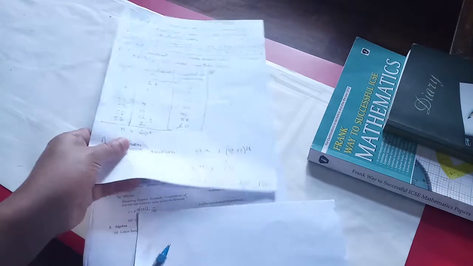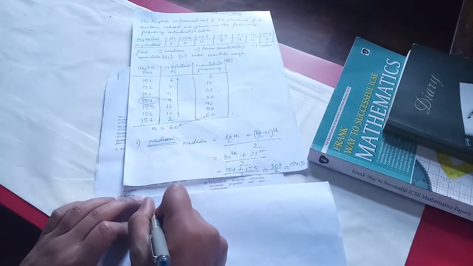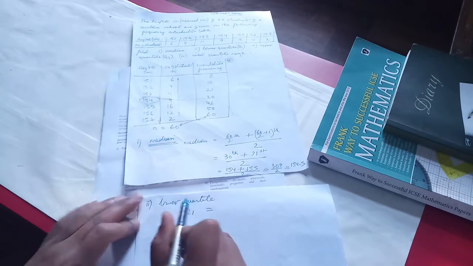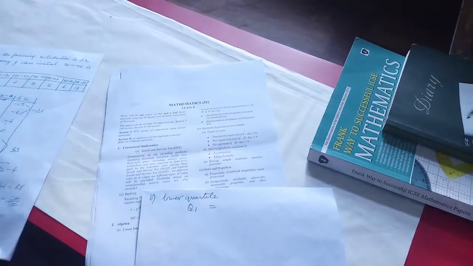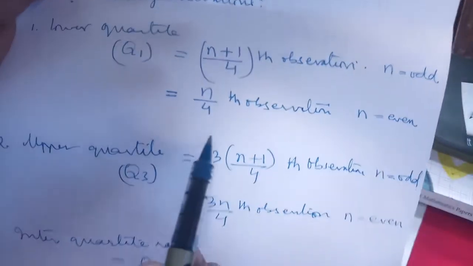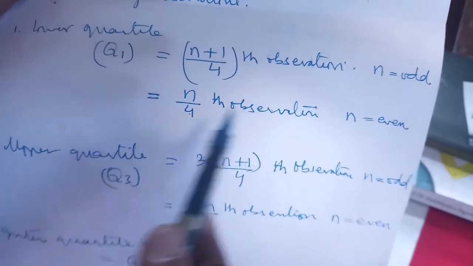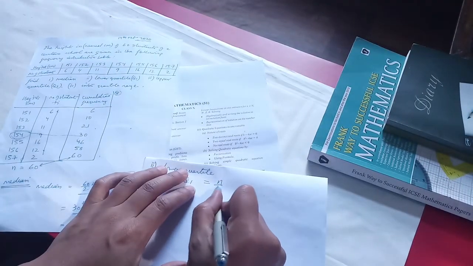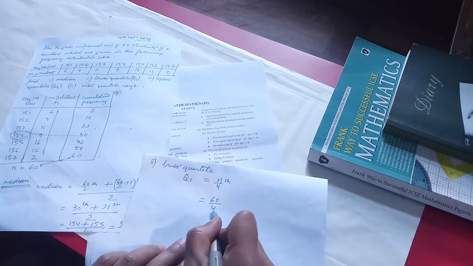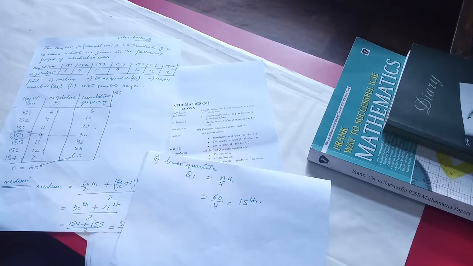Number 2. So this question is there. I'm writing on a new page. Lower quartile Q1. In the lower quartile, the formula that you are going to use is given here: n by 4th observation. Why this? Because n is even. In this case, what is the value of n? 60. So 15th observation.